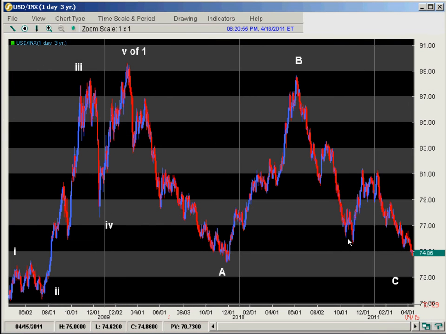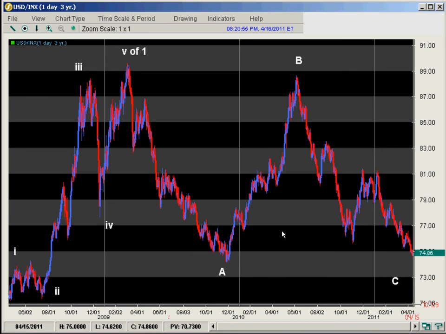Here we've got our Elliott labels on the short-term chart. This is only relatively short-term. It's still 3 years of data, 1-day candles. You can see over here we have 1, 2, 3, 4, 5. Then we have a correction underway, A, B, C. So, where will C end? I believe it will be somewhere about 73.